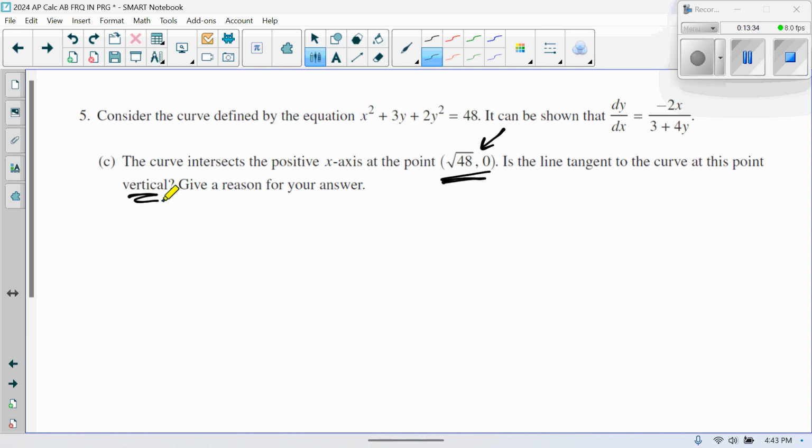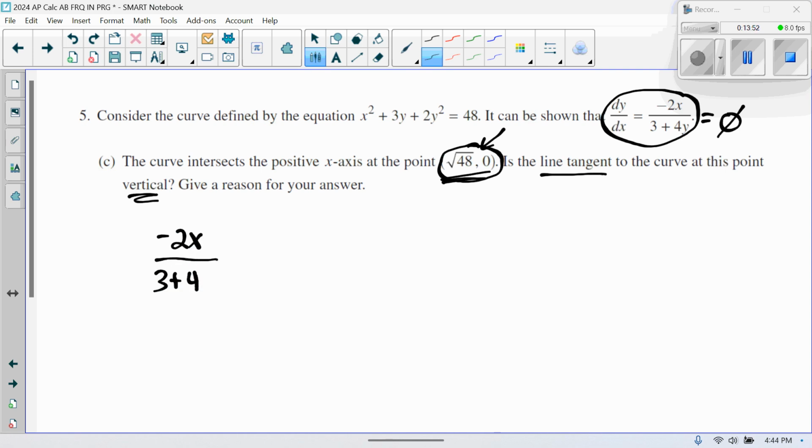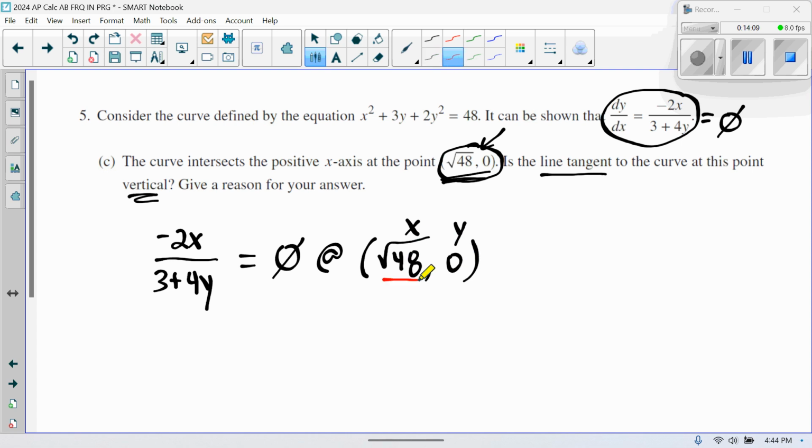First of all, if I have a vertical tangent line, that means my slope would be undefined. So at this point, let's take my derivative, negative 2x over 3 plus 4y, and see if that's going to be undefined at the point radical 48, 0, when x is radical 48 and y is 0. My x is going to go in here, and my y is going to go right there.